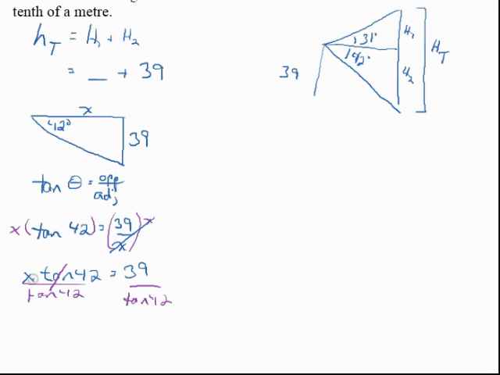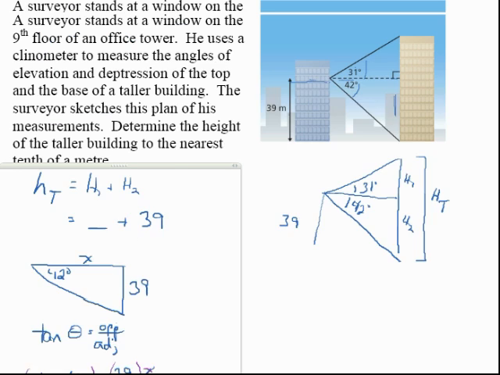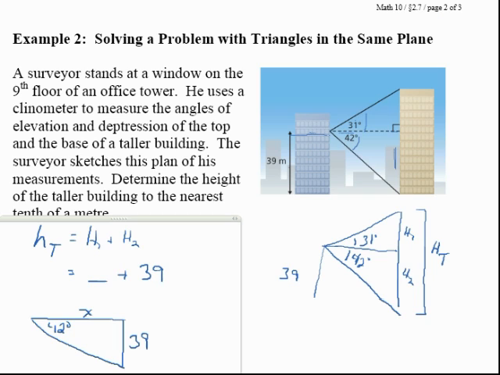So I have x equals 39 divided by tan 42, which equals 43.314. Is that reasonable, looking at our drawing? Yep, I'd call it reasonable. If this distance here is 39, this being about 39, a little bit more is just fine.